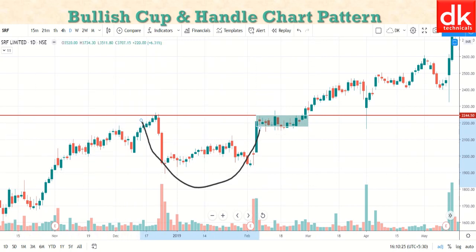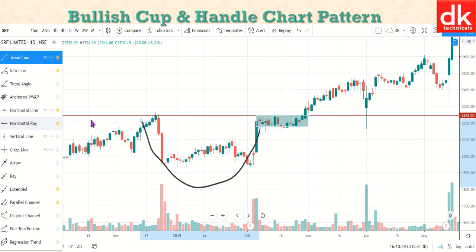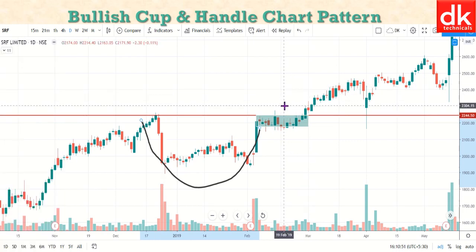So what should be the trading strategy? The trading strategy is very simple. The moment this consolidation band breakout has taken place, we can see this is the breakout candle. So we put a buy stop order above the high of this breakout candle. So we first put a buy stop order. I'm just explaining the trading strategy, how to build around it when a bullish cup and handle pattern is seen and the breakout has taken place.